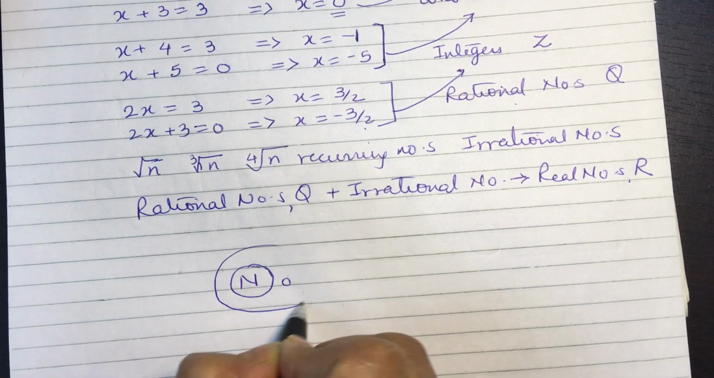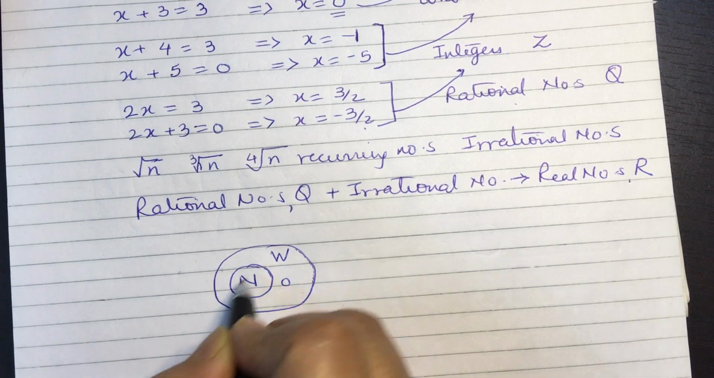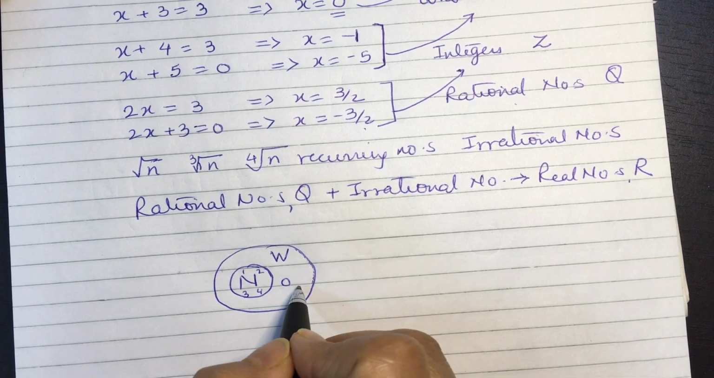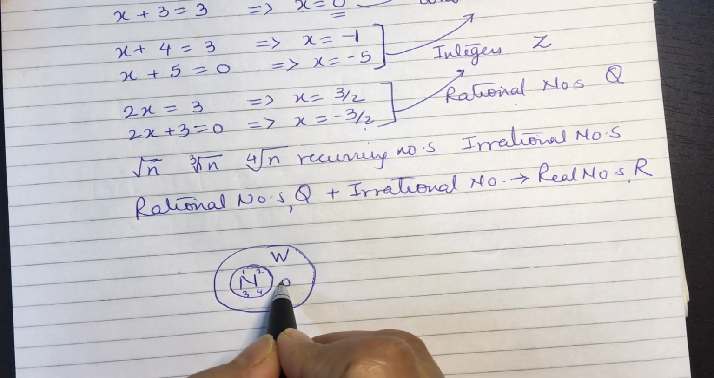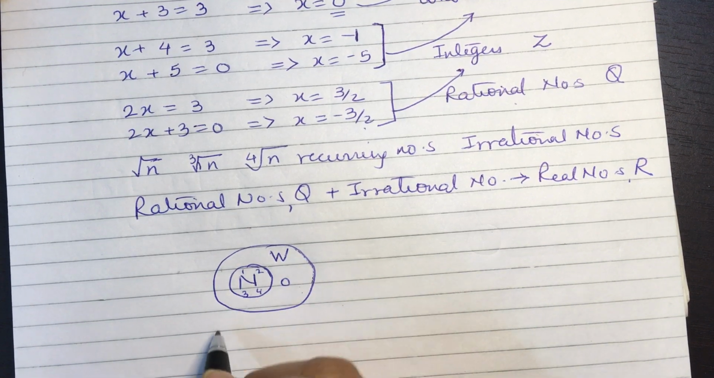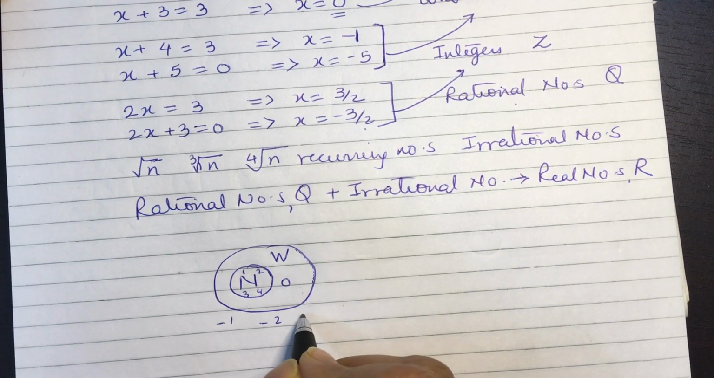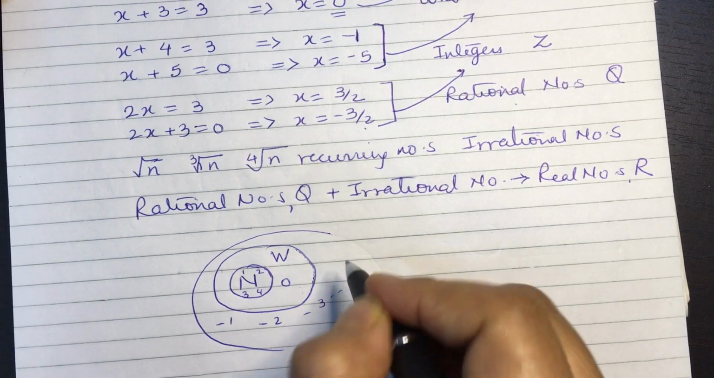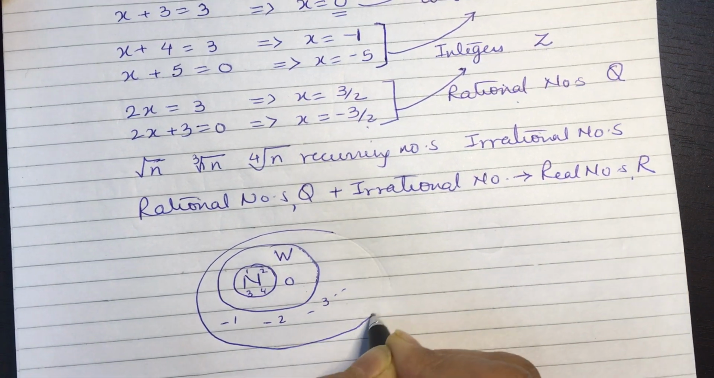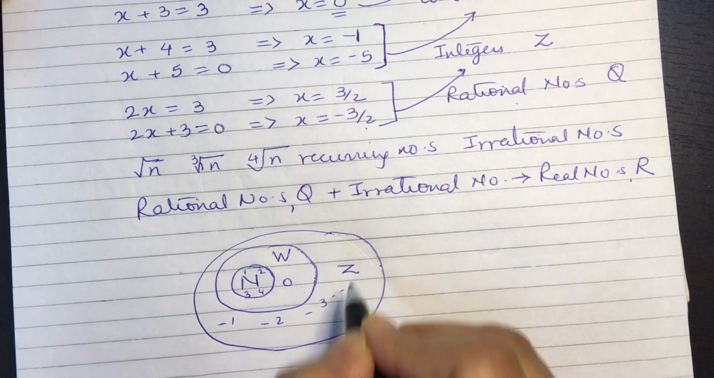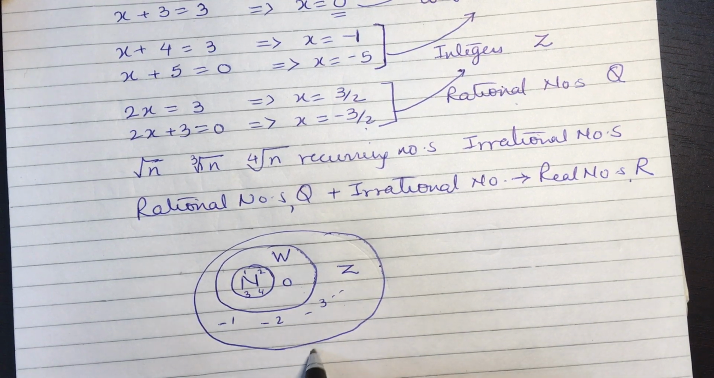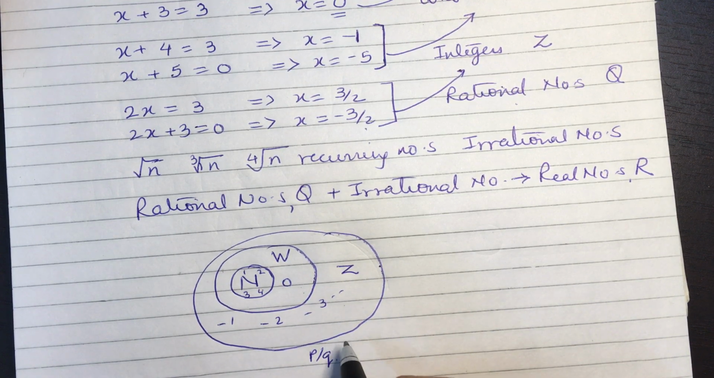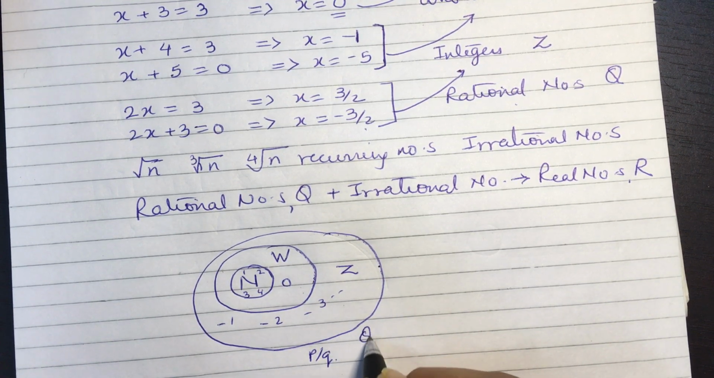So if we see, it's something like this: N is the smallest set, you add 0 to it, you get whole numbers. So N is all numbers of the kind 1, 2, 3, 4 and so on. You add 0 to it, you get whole numbers. Then you add all the negative numbers, -1, -2, -3 and so on. It forms another set called integers. Then you add the fractions, numbers of the kind p by q. Along with this, they form the set called rational numbers Q.